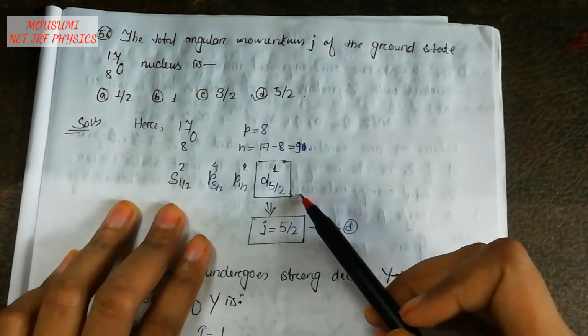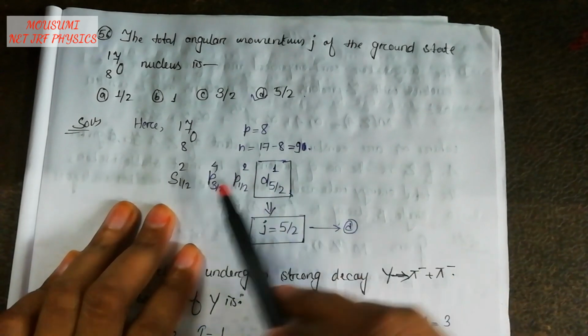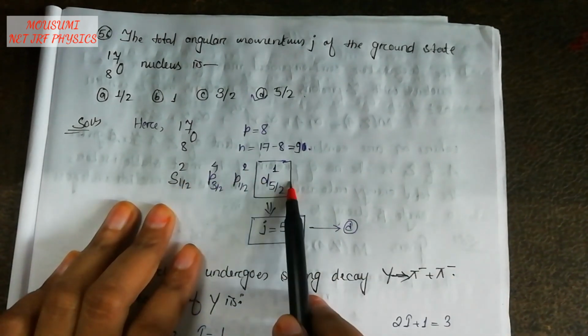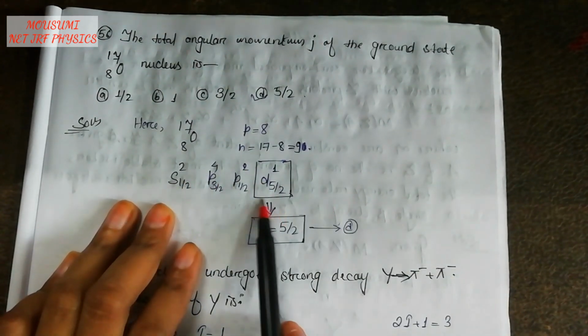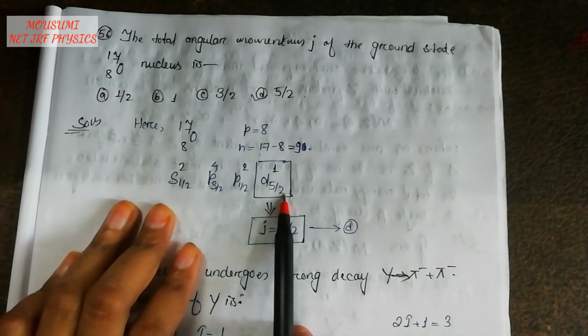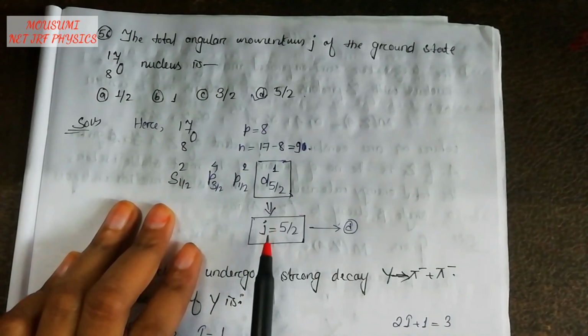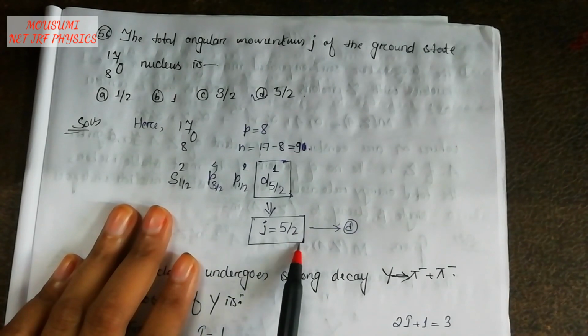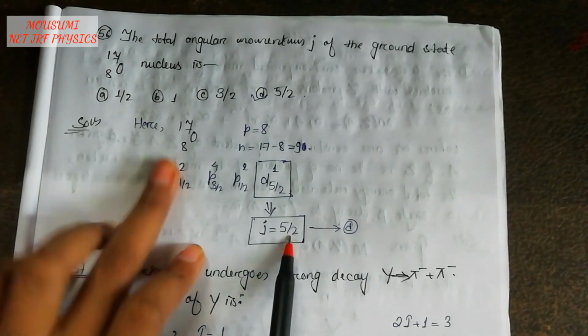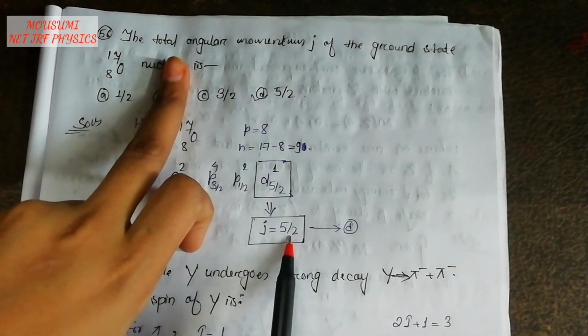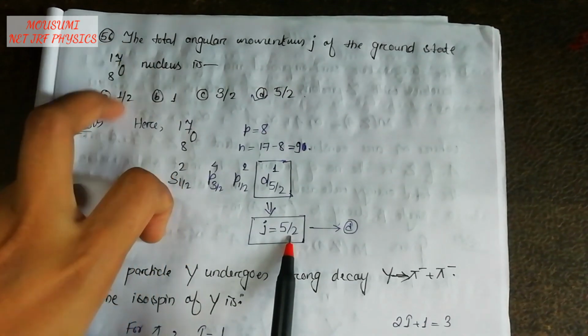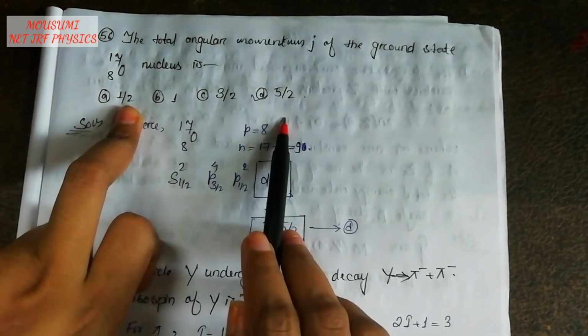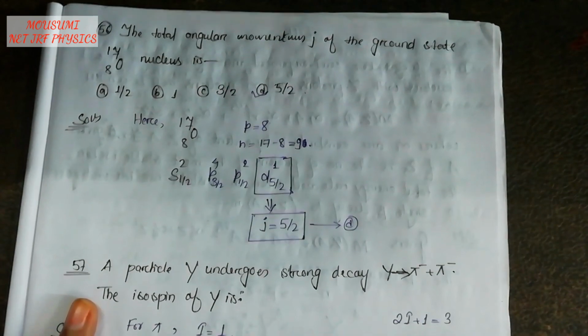So we will write the energy levels as P, P, D. So here we will have 2, 4, 2, 1. Total it's 9. Now if you see, the last one is going in this. So here the value of J is equal to what? 5 by 2. Right. So for the ground state, the value of J for this nucleus is 5 by 2. So the correct option is option D.